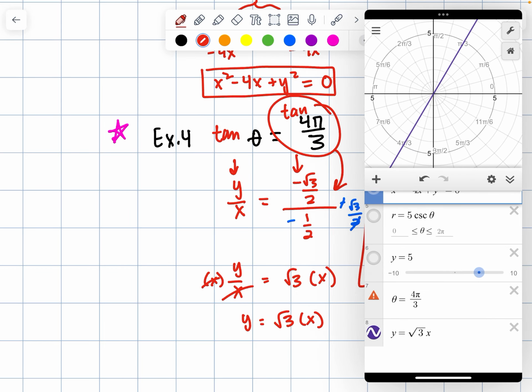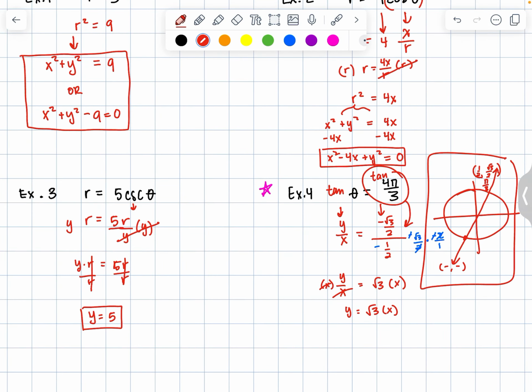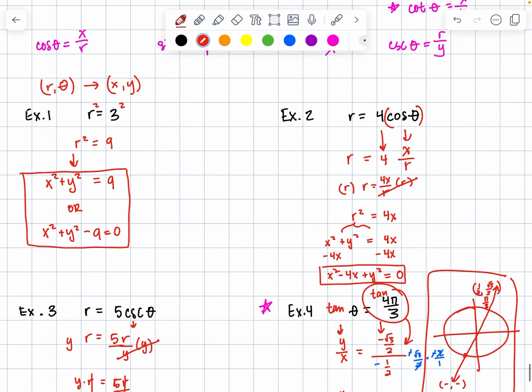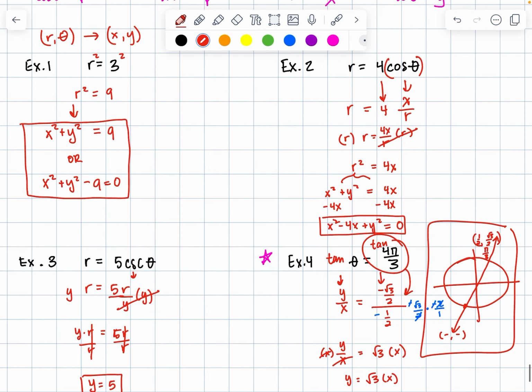Okay? So we are now converting from polar to rectangular. The equations should still line up if you graph them on a polar graph via decimals.